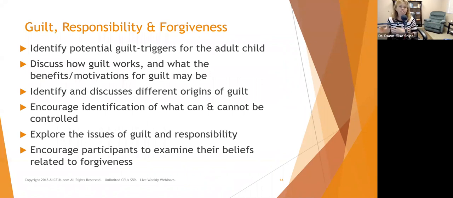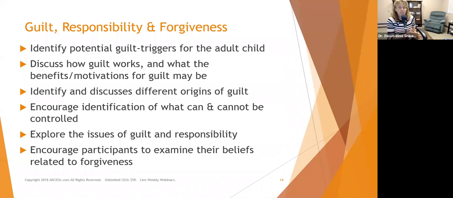Then we move on to guilt, responsibility, and forgiveness, the F word. We identify potential guilt triggers for the adult child. So a lot of people who grew up in these environments do feel guilty. They feel like part of it was their fault. They feel like it's their responsibility to make that parent happy. And if that parent is unhappy because of the really bad boundaries, a lot of times they feel like it's their fault and they did something wrong.